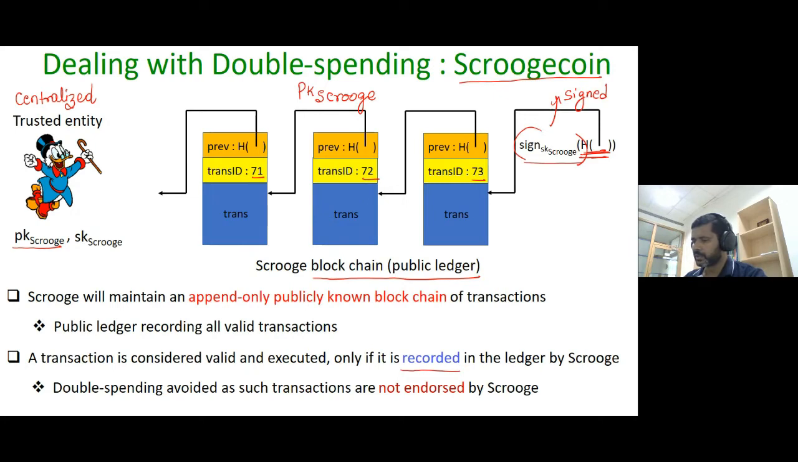As I said, a transaction is considered valid and executed only if it is recorded in the ledger of Scrooge. So now you can see how the double spending attack, which was happening in the Goofy coin, can be taken care of. Because now if Malice tries to spend the same coin with multiple merchants, only one of those transactions will be endorsed by Scrooge, because we are assuming that Scrooge is a trusted entity. So if he sees a transaction where Alice has already spent a coin with Bob, and then again sees another transaction where Alice is trying to spend the same coin to Charlie, Scrooge won't include the second transaction in the ledger, and hence it will be discarded.